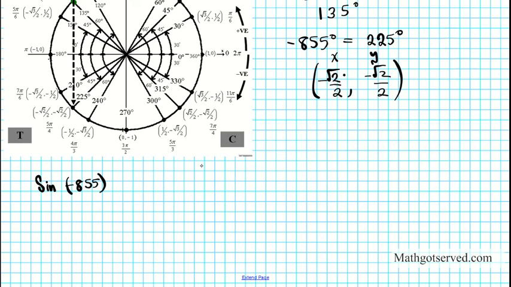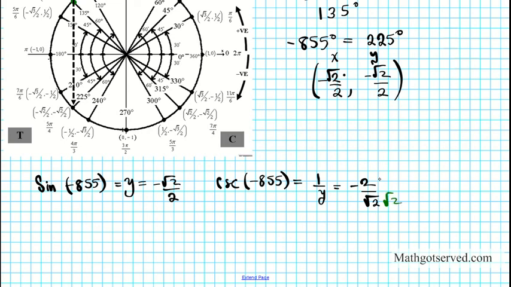So what is sine of negative 855? Well, it's a y coordinate, and the y coordinate in this case is negative root 2 over 2. Let's look for the reciprocal relative, cosecant. Cosecant of negative 855 is a reciprocal of sine, or 1 over y. So all I do is reciprocate this, and I'll have negative 2 over root 2. You cannot have a square root in the denominator, so we need to rationalize.